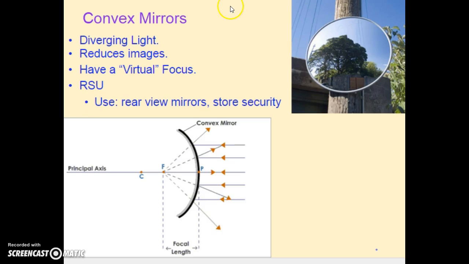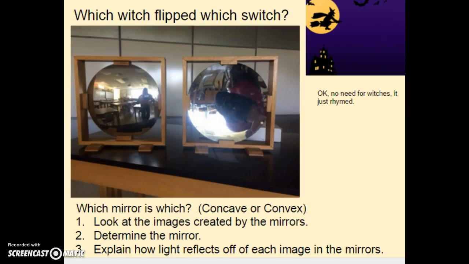In a convex mirror, light diverges. It reduces the image or makes it smaller, and it has a virtual focus. The images are right side up. Uses: we use these for rear view mirrors. They sometimes say that objects in the mirror are closer than they appear because of the distortion due to being a convex mirror. So light is coming in and diverging. It's reflecting and spreading out in all directions. However, the focus is viewed as being behind the actual mirror surface itself, just like a plane mirror.